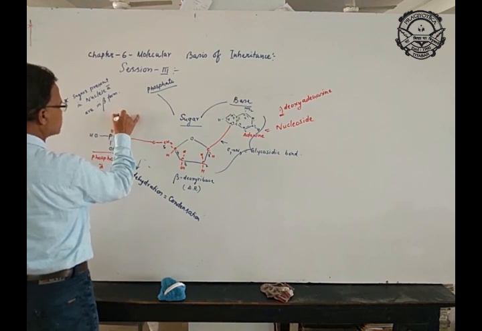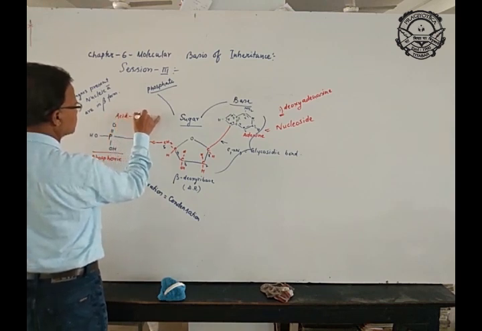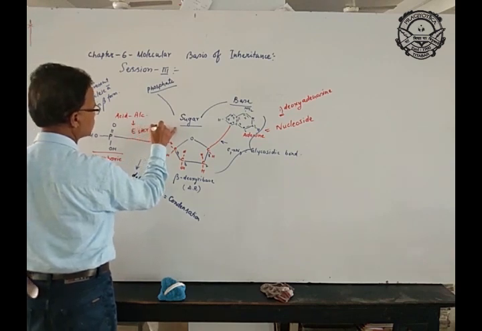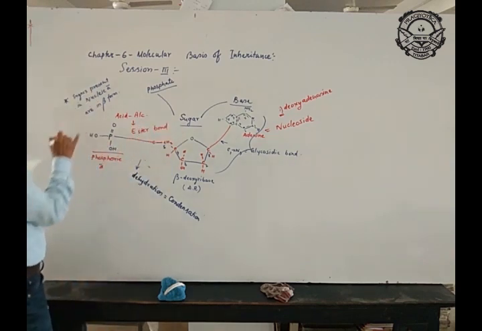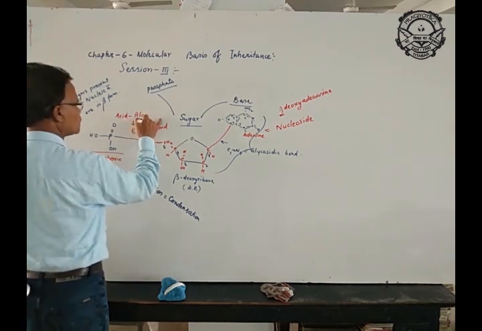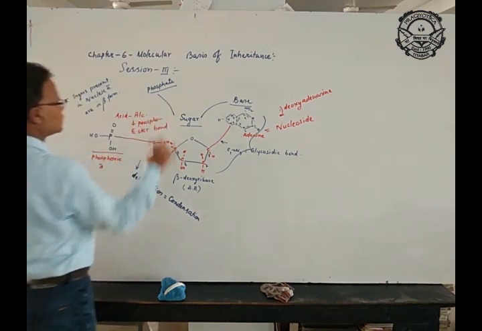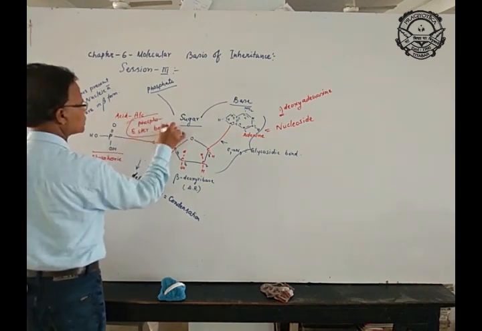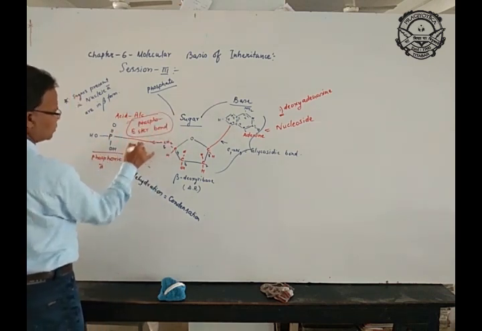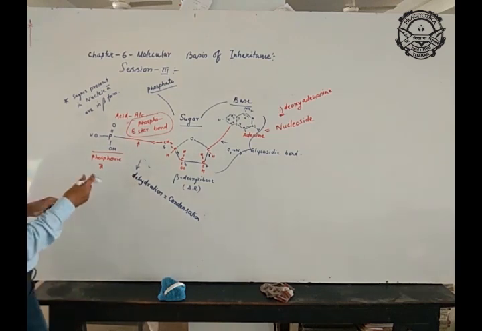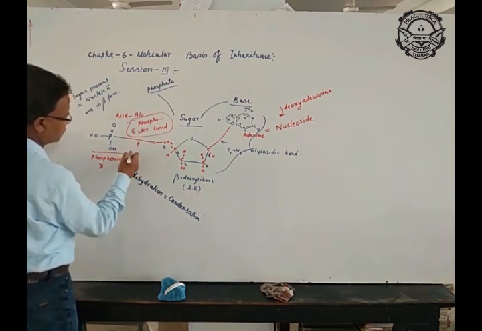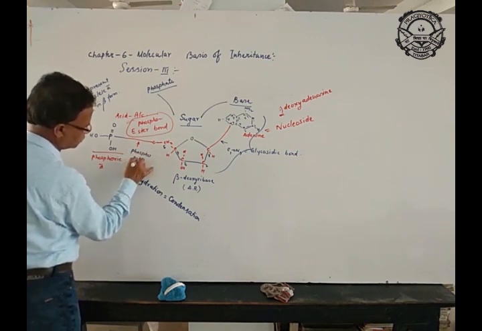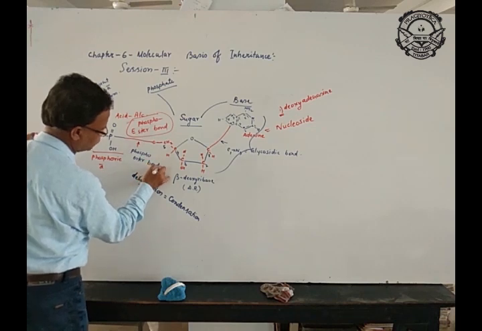acid plus alcohol creates a bridge. The bridge is an ester bridge, an ester bond. But since the acid is phosphoric acid, we call it a phosphoester bond. The bond created is called a phosphoester bond. This is a phosphoester bond.